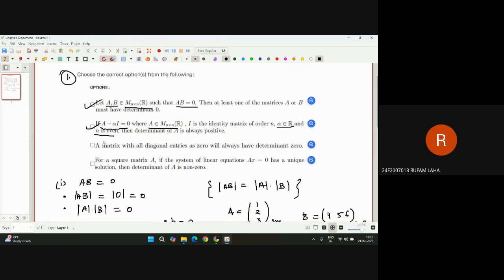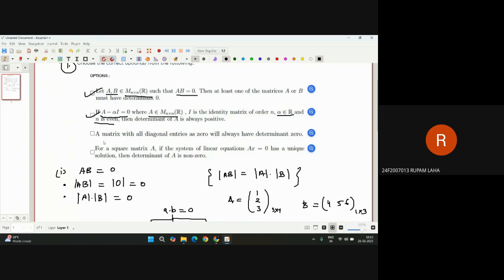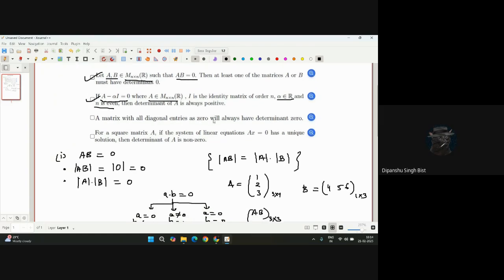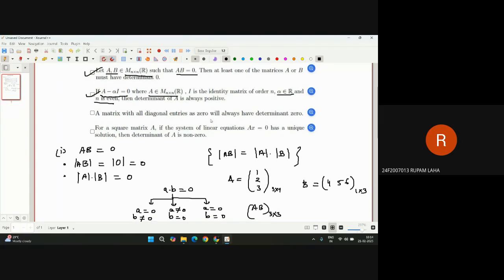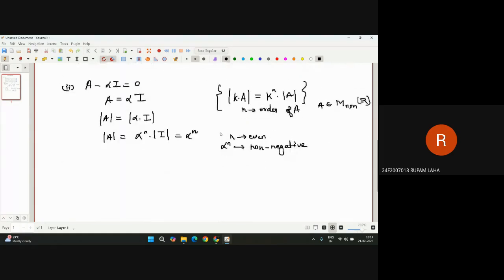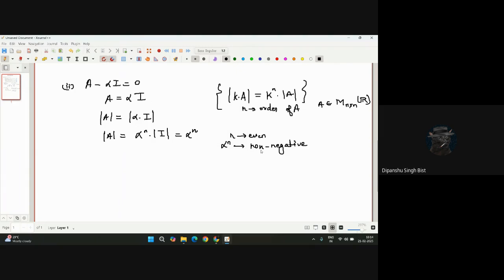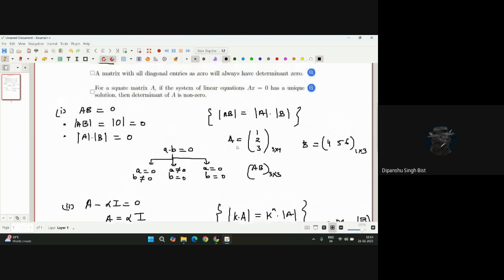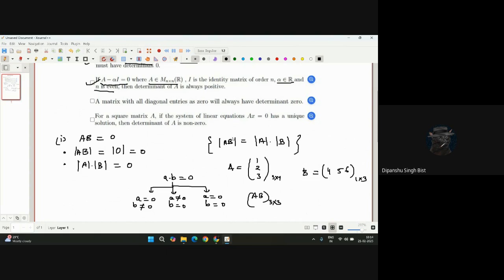Any doubt? The second option says determinant of A is always positive, but zero is not positive. If alpha is zero, then 0 to the power n will be 0. So the answer here should be that determinant of A is non-negative. But we can assume zero also in the same option. Yes, considered, we can do that.